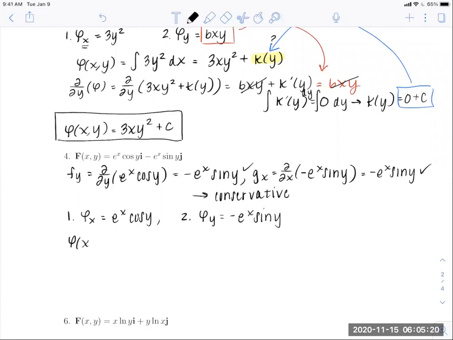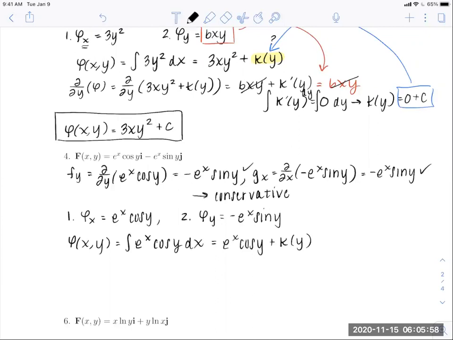So I'm going to say, well, I would like to recover phi. How can I undo the partial derivative with respect to x? And so to undo that, I'm going to take the partial integral with respect to x. All right. And so tack on my dx to indicate that I'm taking that integral with respect to x. Cosine of y is a constant in the eyes of this integral, and the integral of e to the x is itself. So I get e to the x cosine y plus my constant of integration, which in this case is some k of y.